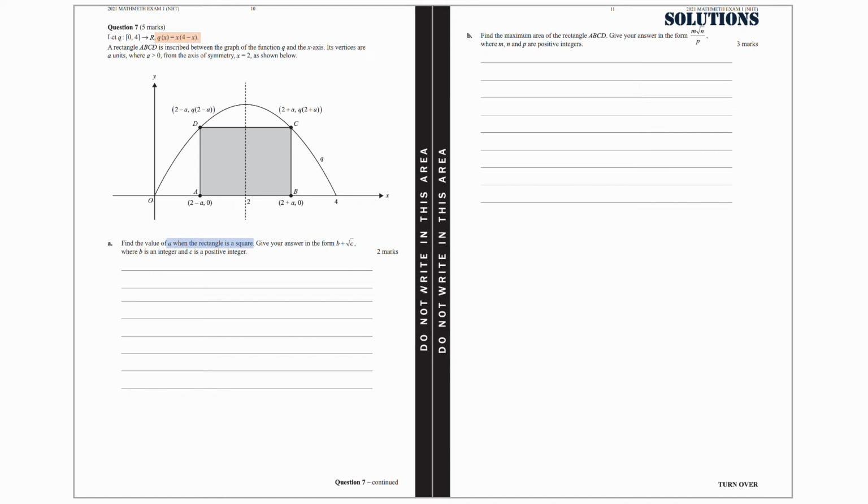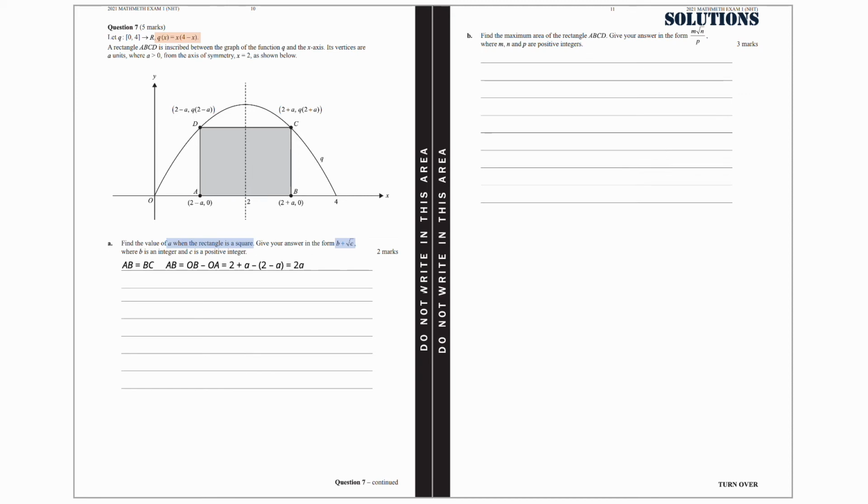Give your answer in the form B plus square root of C, where B is an integer and C is a positive integer. Since this rectangle is a square, then AB equals BC. AB equals OB minus OA equals 2 plus A minus bracket 2 minus A, close bracket. If we expand the brackets, that gives us 2A.